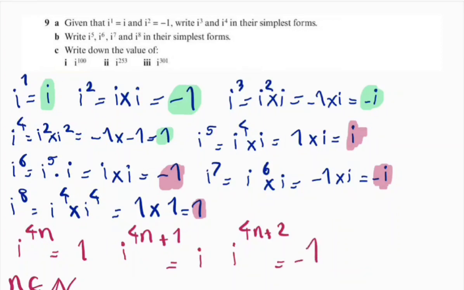And finally we have i to the power of 4n plus 3, which gives us minus i. Now you can compare each of the examples above with these relations, and you can see that all of them satisfy these conditions. All we have to do is just know the first 4 cases, which are i to the power of 1, i squared, i cubed, and then i to the power of 4.